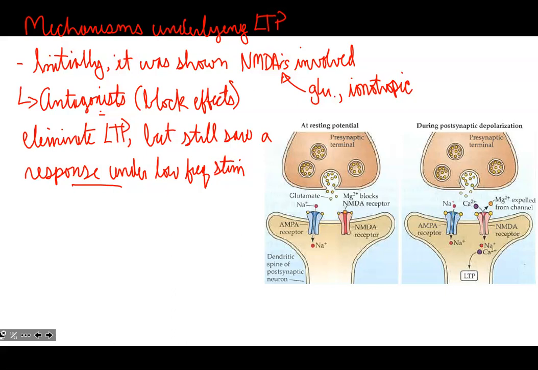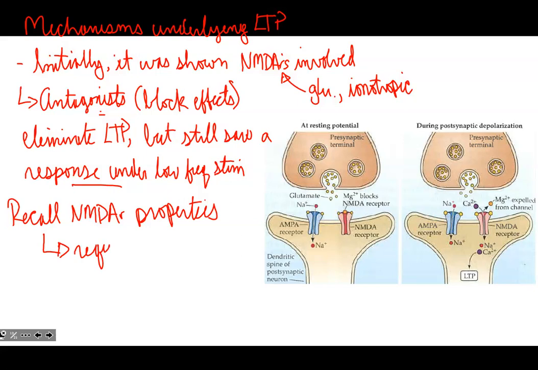All right. I think before we talk about exactly what happens, we have to talk a little bit more about these NMDA receptors. So recall NMDA receptor properties. Remember, these receptors were really unique, right? Yes, they were ionotropic, but they also required a co-ligand, glycine. Right, so both have to be present, and they require depolarizing pulses.